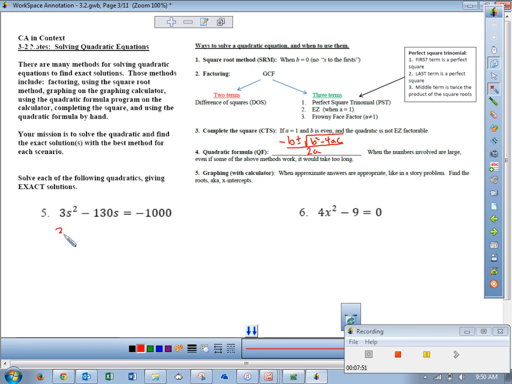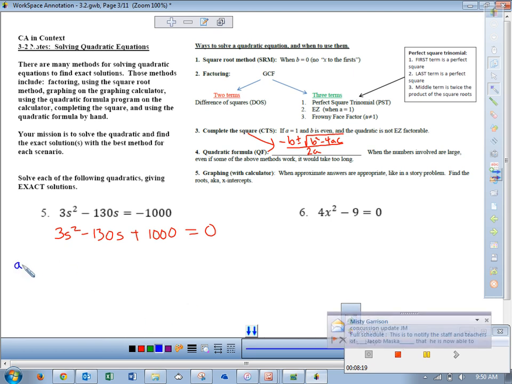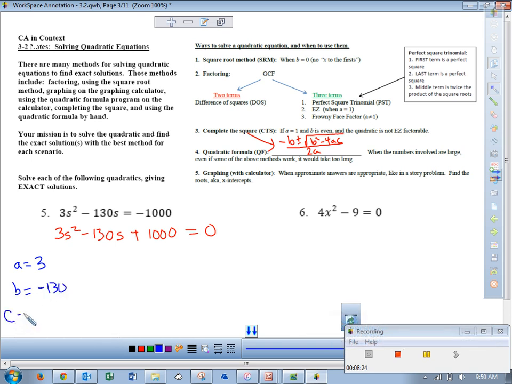Number 5. I got to get them equal to 0. And there is no way in the world that I want to try to factor this. It is not easily factorable because a is not 1. I can't take out a GCF of 3 because 3 doesn't go into 1,000 evenly. So way too big of numbers, man. It's time for quadratic formula. So let's do the quadratic formula. A is 3, B is negative 130, and C is 1,000. This is where the quadratic formula pays dividends when you have large, large, large numbers.